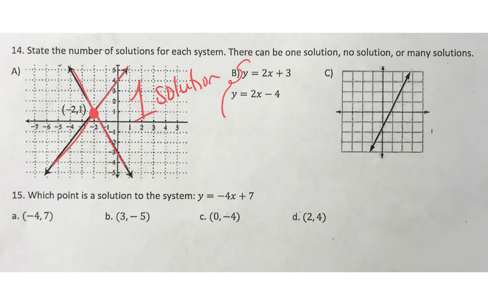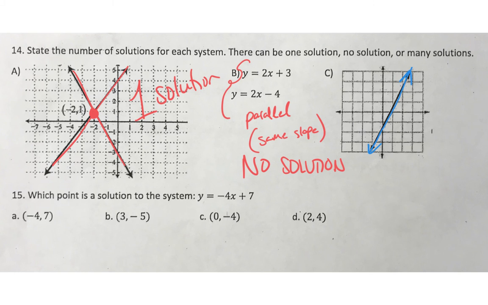These are 2 lines that are parallel. I know that because they have the same slope. And these parallel lines will never intersect, so there is going to be no solution. And lastly, I see what looks like only 1 line, but really it's 2 lines laying on top of each other. It's an overlapping pair of lines, the same line twice, which means there's infinite solutions.